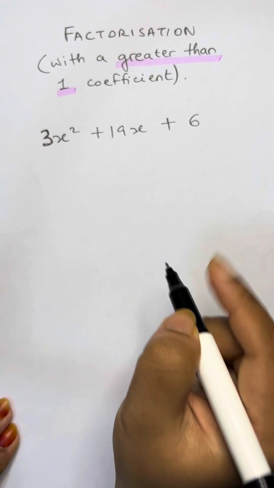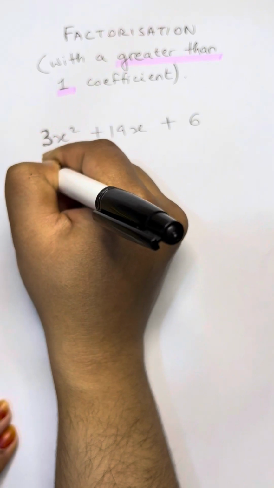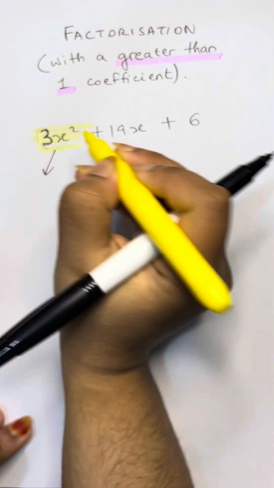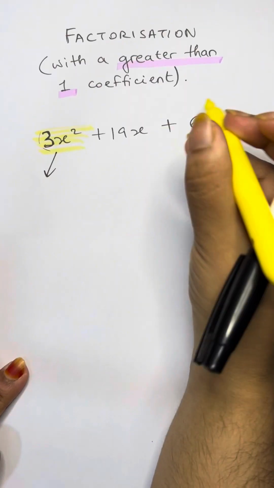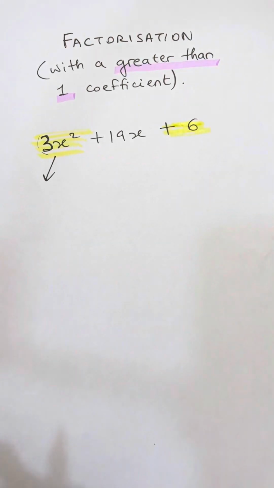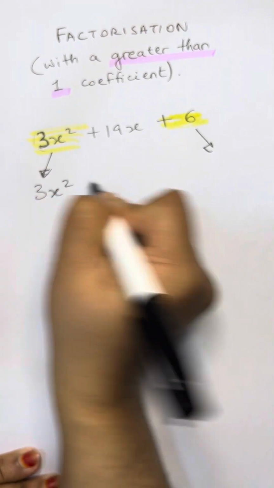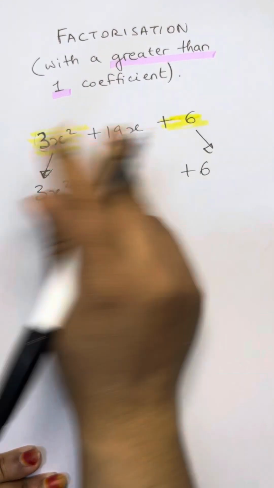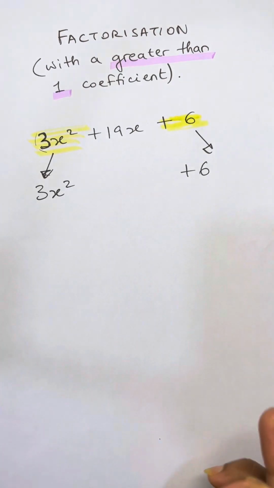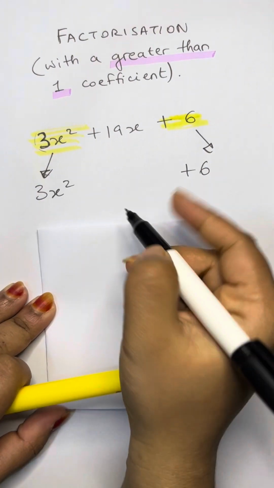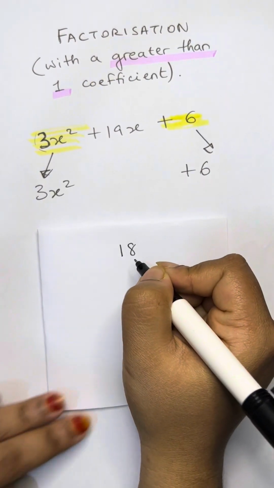So the first thing we need to do is rewrite the first term, 3x squared, and plus 6. The first and last term, I need to rewrite them a bit spaced out. So that's 3x squared, and that's plus 6. Make sure that it's spaced out. Then the next step is to multiply them both out. So 3 times 6, that's going to be 18, right?